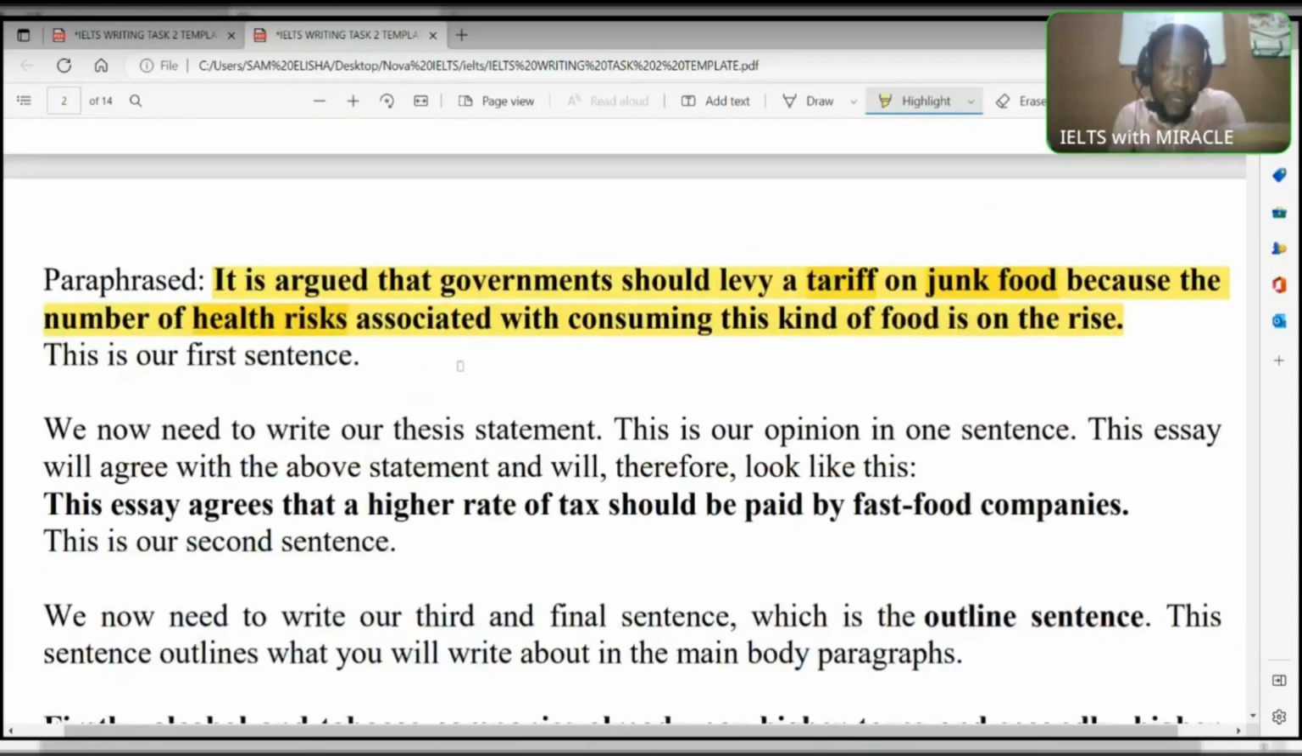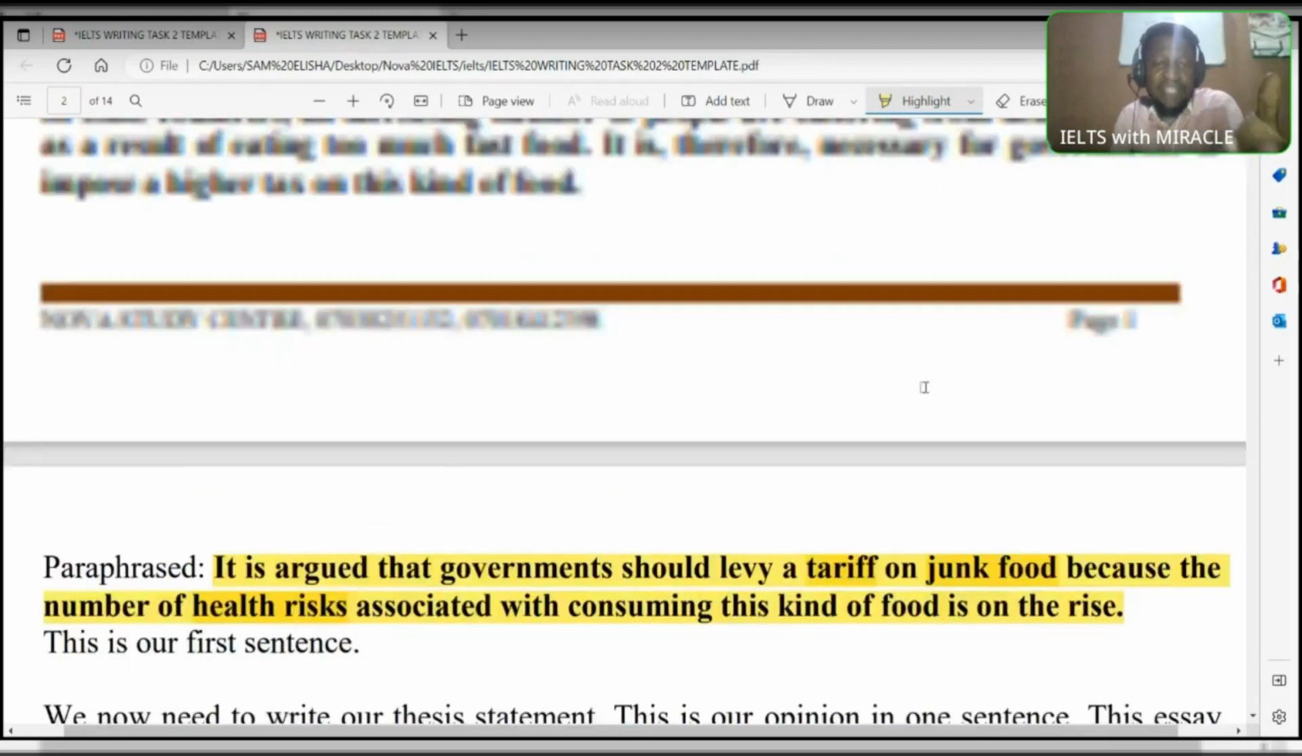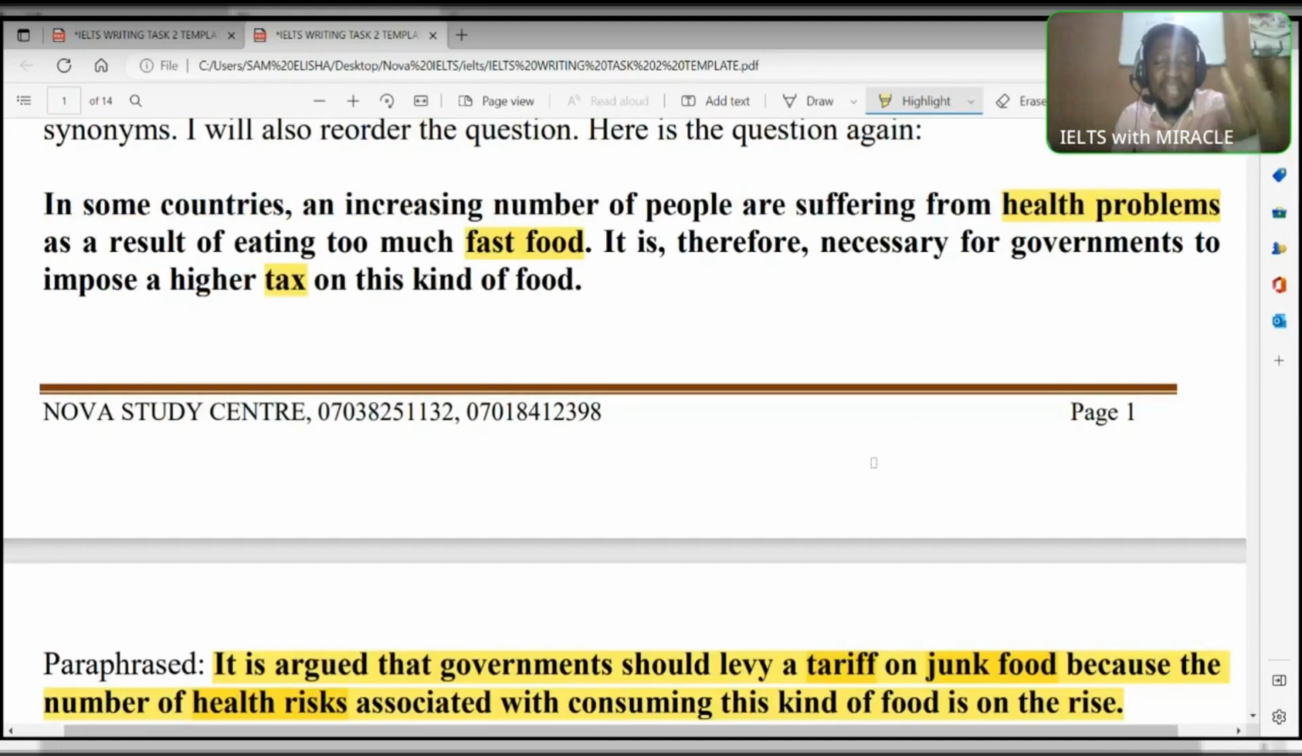Now, when they look at this, they will give you a good score for your vocabulary, using synonyms, right? So you can see that we have used synonyms and changed the structure of the sentence, creating another sentence without repeating exactly what they have said in the question. So we have paraphrased the prompt.